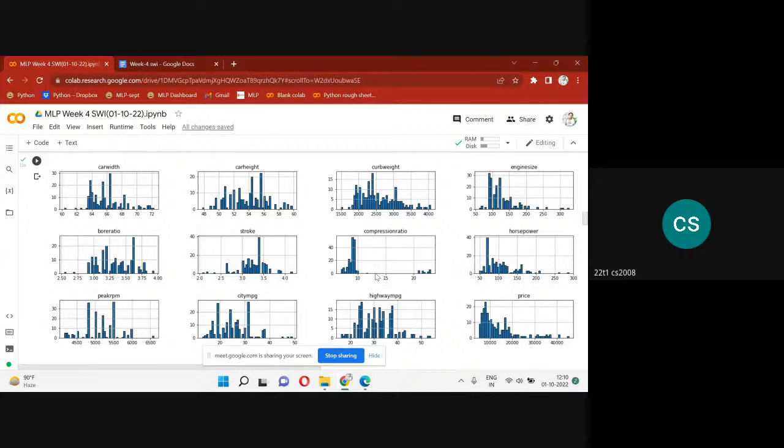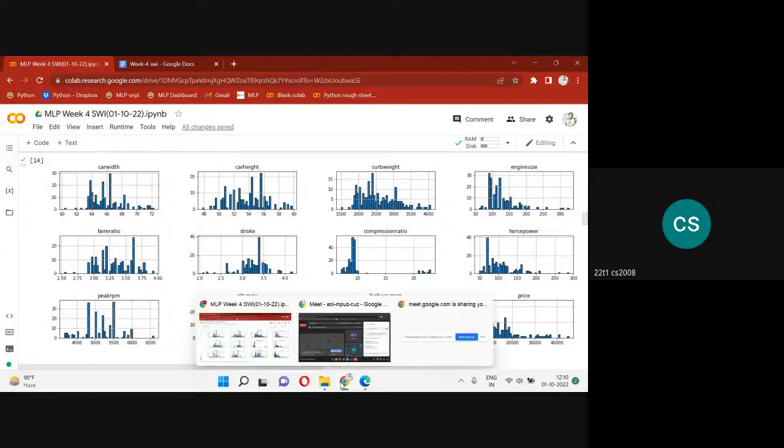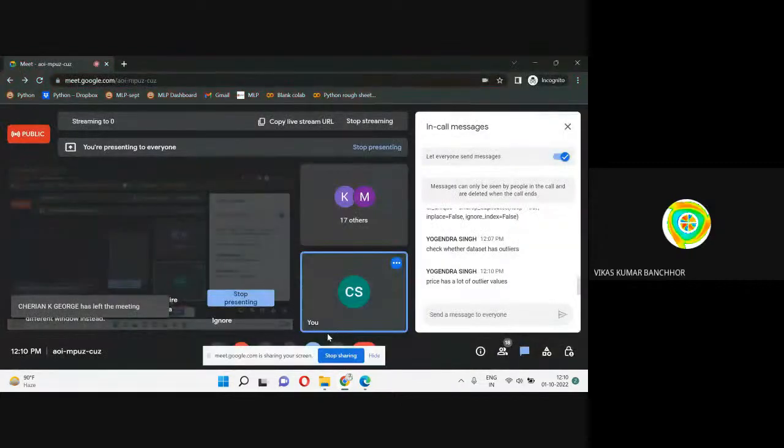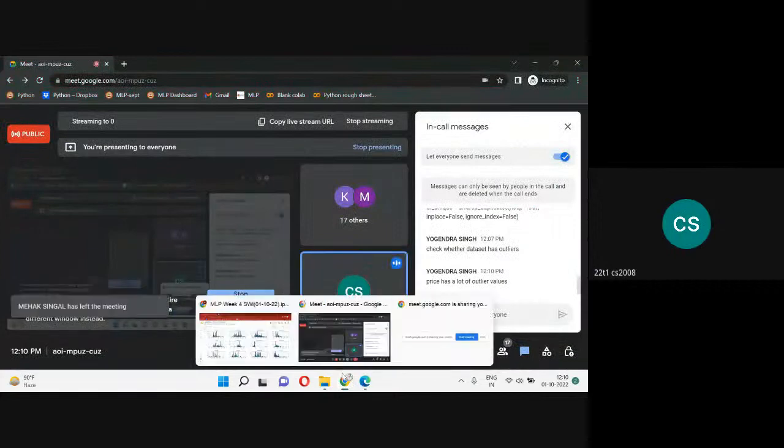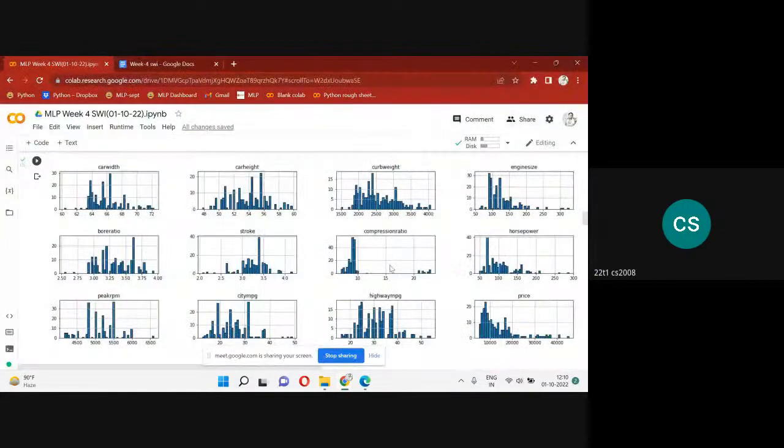And compression ratio: is there any person from a mechanical engineering background? Yes. So at least you can give some insights. Why is this shape there for compression ratio, and what does it mean? Diesel engines have a big compression ratio, and petrol engines have a smaller compression ratio. So that differentiates diesel and petrol. It means there are a high number of petrol cars and very few diesel cars. Right, yeah.